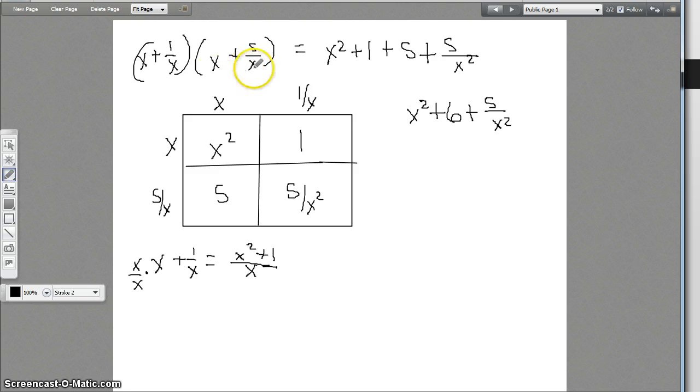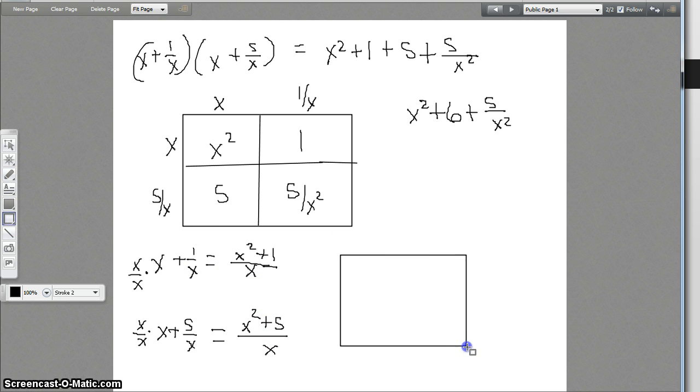Our second factor is x plus 5 over x. X is our denominator, so we need to multiply by x over x. That is our common denominator. So we have x times x is x squared, and then we add the 5. So we can multiply these two things together, and we can make a grid to do that. So let's do a grid and put in our grid lines.